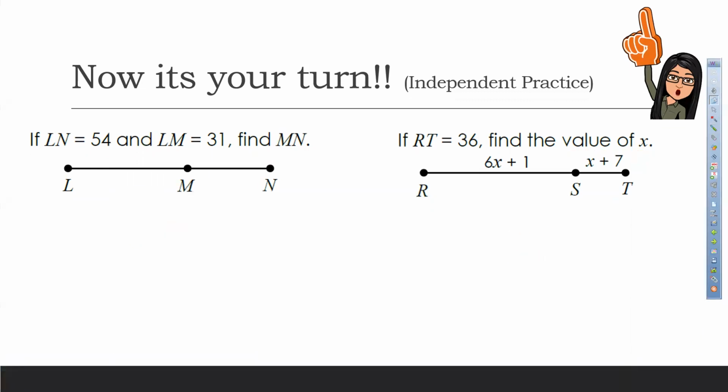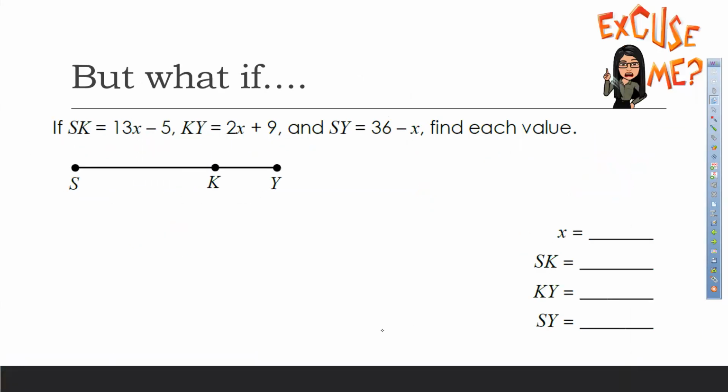And if not, okay, let's go ahead and continue. All right, but then in this example, it says, but what if? In this problem, they're asking me that if length of segment SK is 13x minus 5, and length of segment KY is 2x plus 9, and length of segment SY from S all the way to Y is 36 minus x, they're asking me to find the value of each.